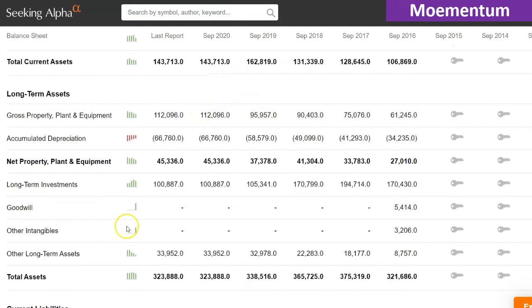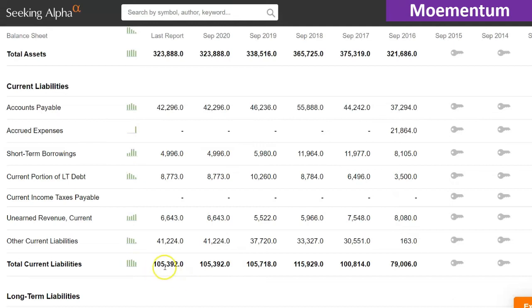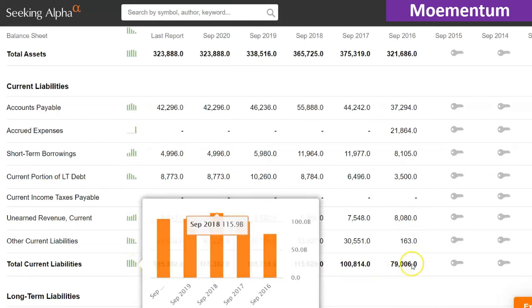So let's scroll down to the current liabilities, the total current liabilities. You can see here we are seeing different numbers, but every year their current liabilities is less than their current assets.